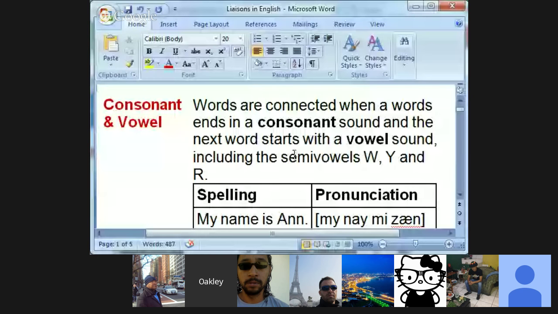All right. First of all, joining sounds together. As I said, the last phonetic sound in a word and the first phonetic sound in a word, joining them together. The easiest way to do this in English is by alternating consonant and vowel sounds.